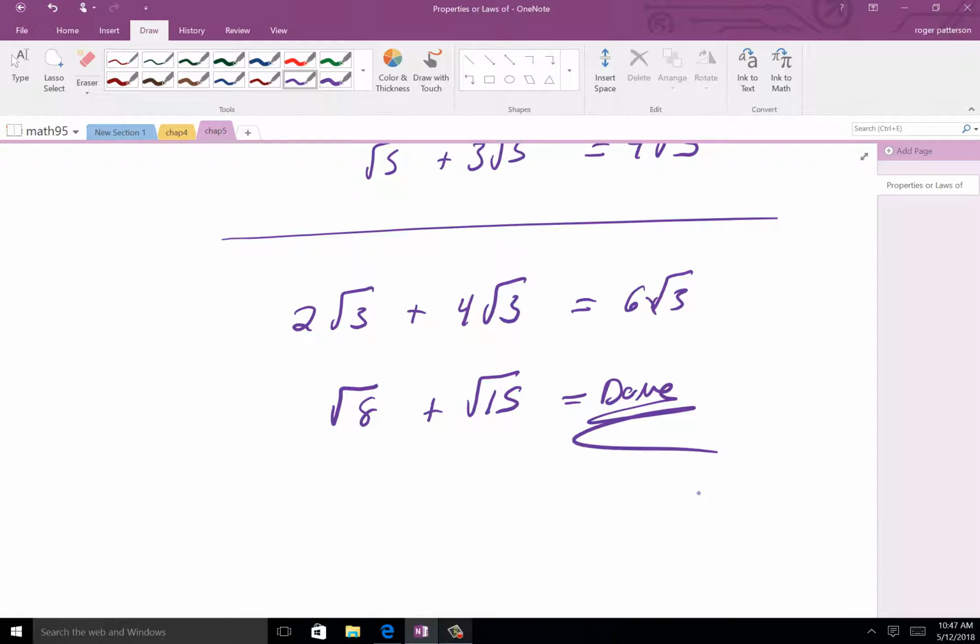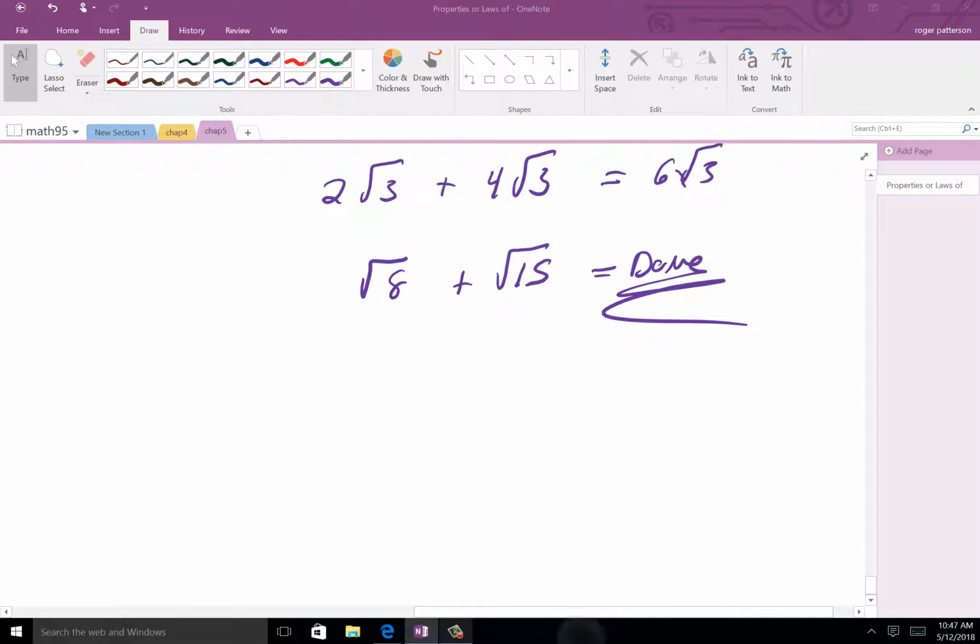Now we could have a situation where we have the square root of 24 plus the square root of 54. I can't add those because what's underneath the radicals isn't the same. But this can be simplified, and so can this.